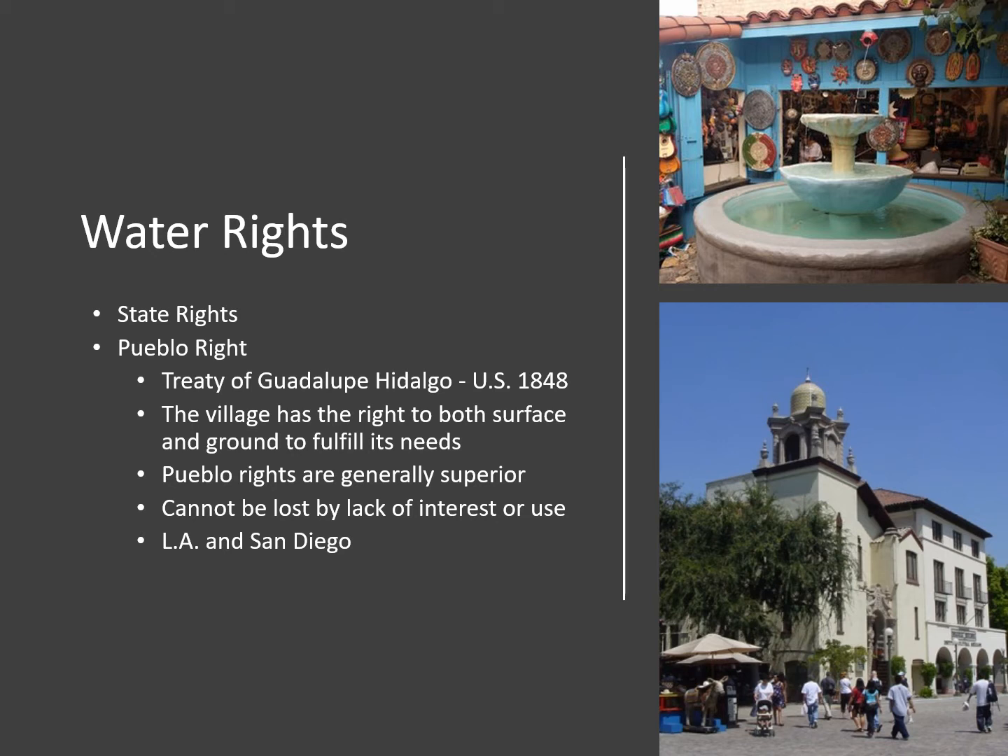And what it means is the village has the right to both surface and groundwater to fulfill its needs. Now, that's a really important concept. It's both surface water and groundwater. Most water rights are either surface or ground, not both. And Pueblo rights are generally superior to every other right, even though federal rights are supposed to be, they aren't really practically.